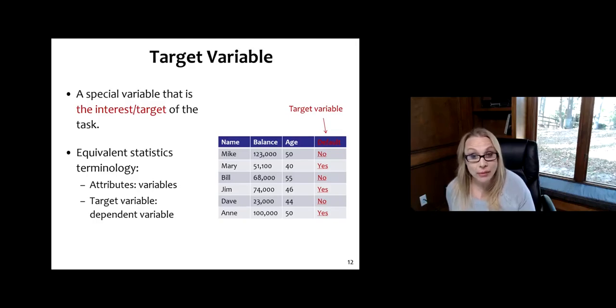Things to keep in mind when we talk about attributes. Remember, attributes are the word that we use for variables. So the attributes we are looking at could be the balance and the age, and then the target variable would be the dependent variable. So the dependent variable, again, in this case, is going to be whether they defaulted, yes or no.